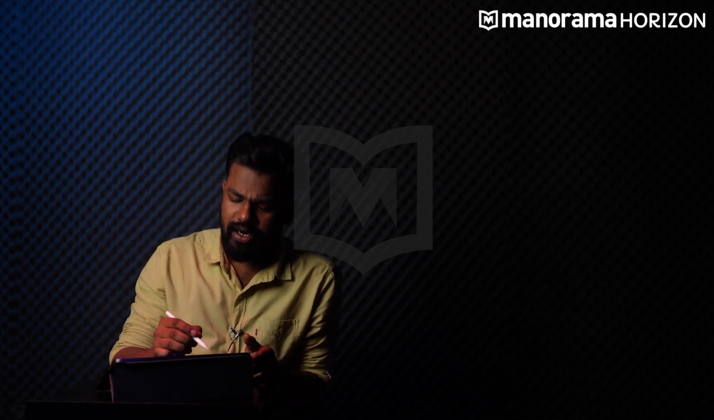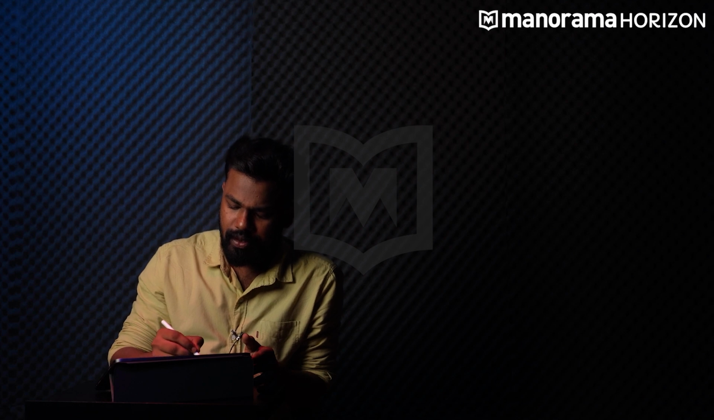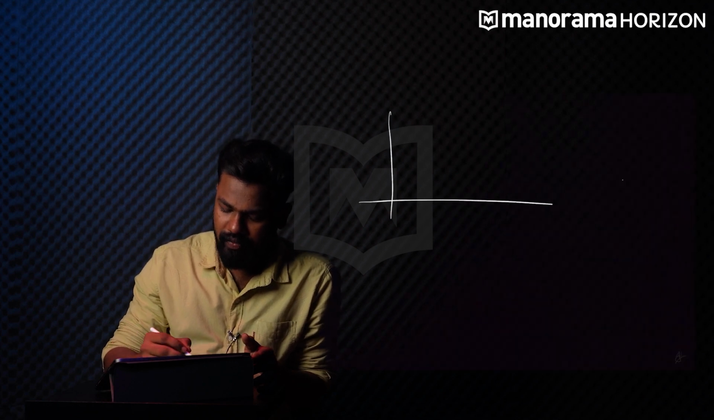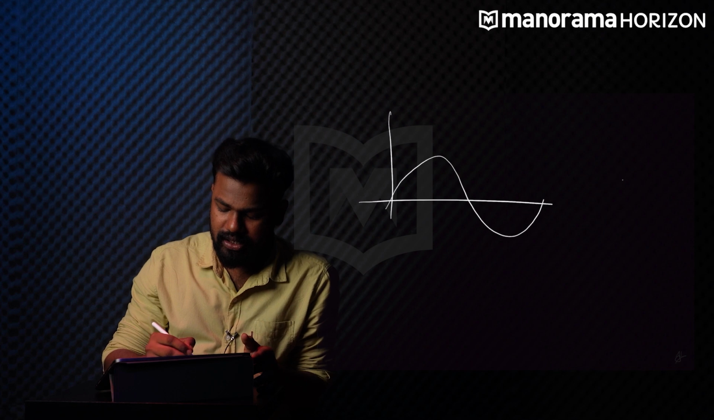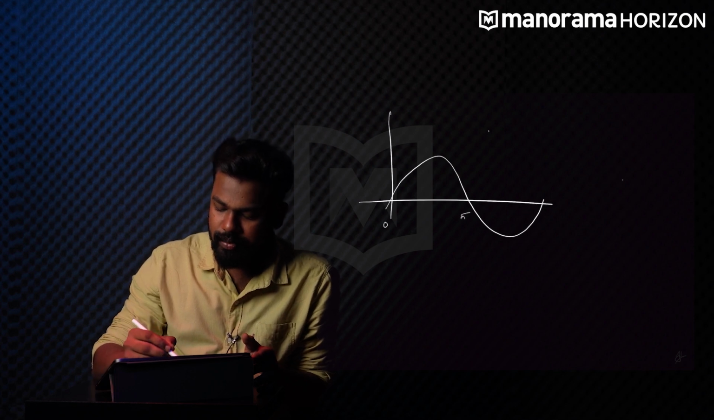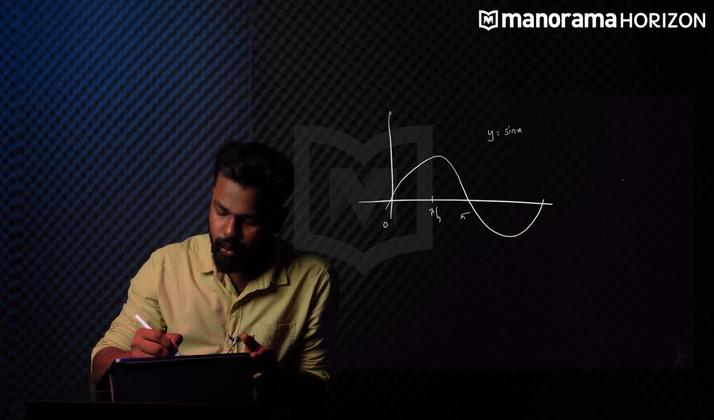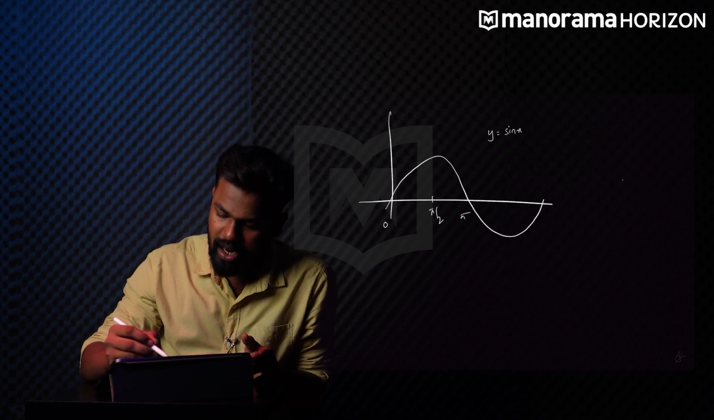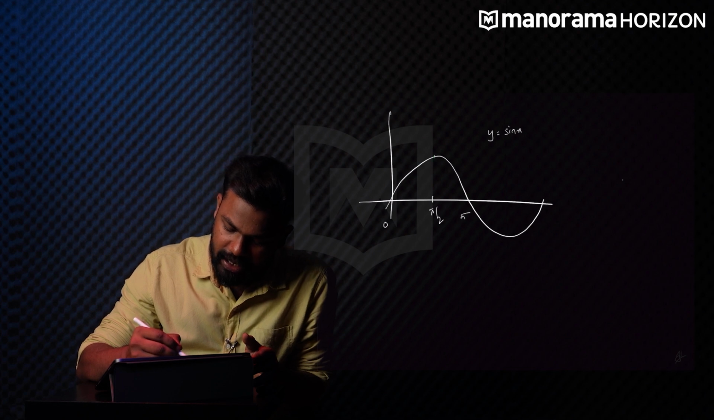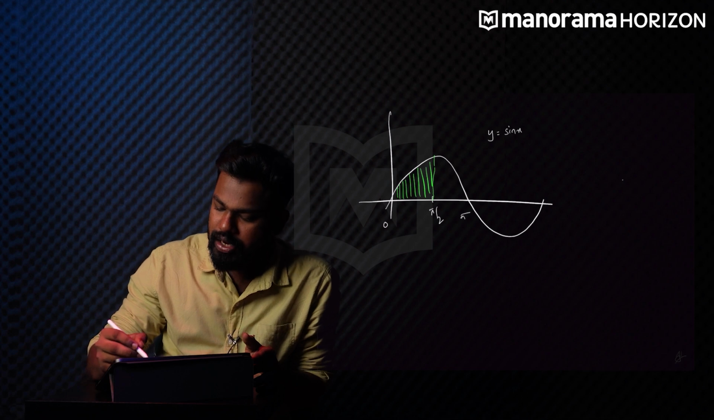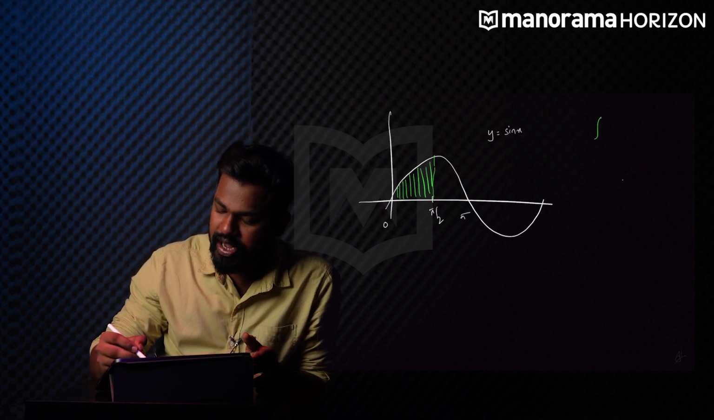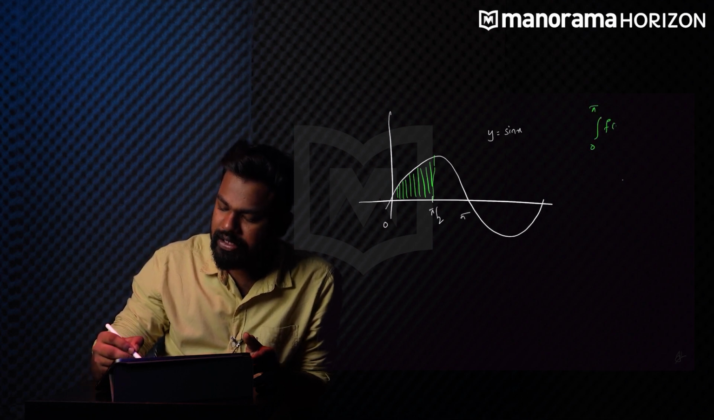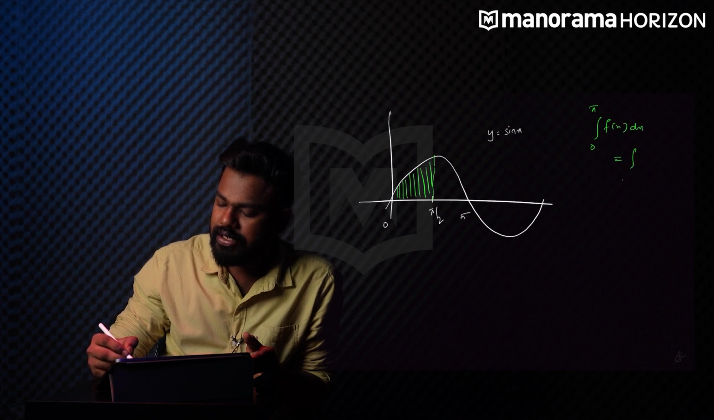Now I'm doing a little modification and drawing a graph which is again 0 to pi sin x only. I'm drawing y is equal to sin x over here. I can see the midpoint over here is pi by 2. Now, if I draw a vertical line like this and shade the area from 0 to pi by 2, the total area from 0 to pi of f of x dx is the integral from 0 to pi of sin x dx.